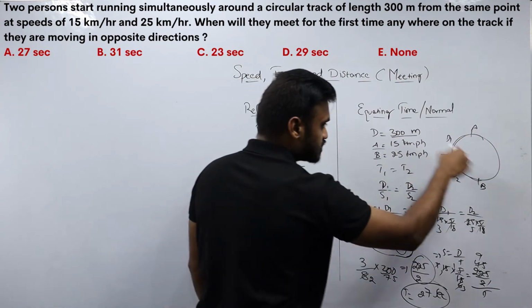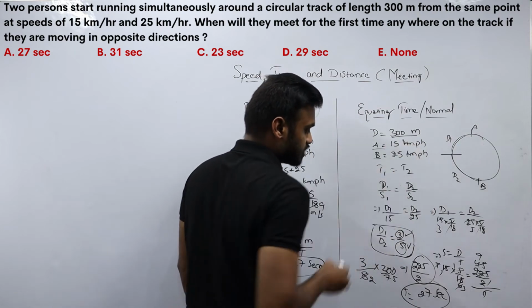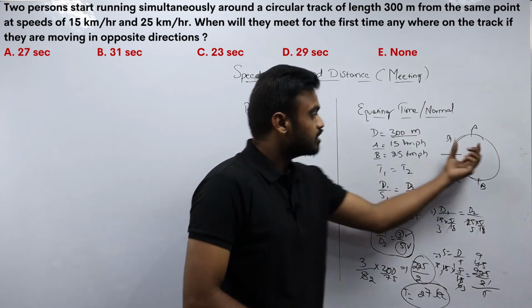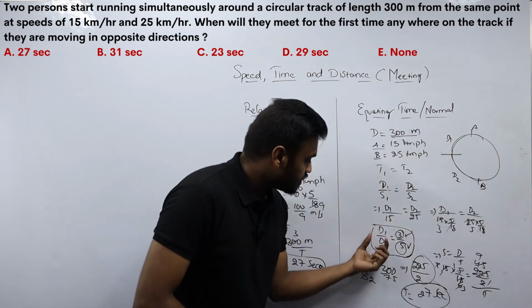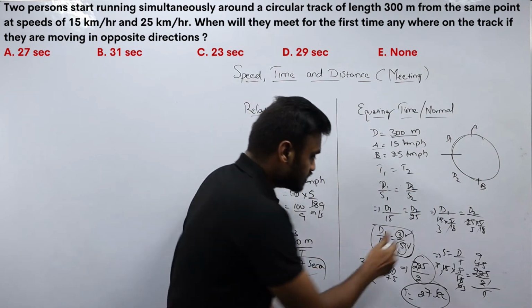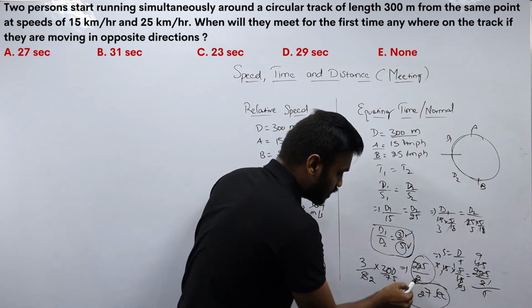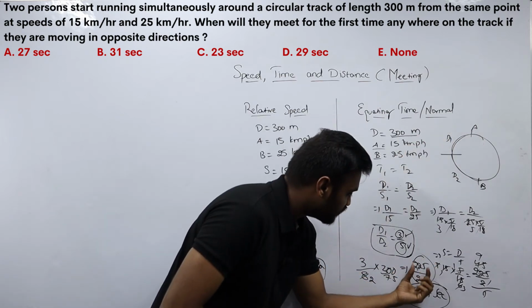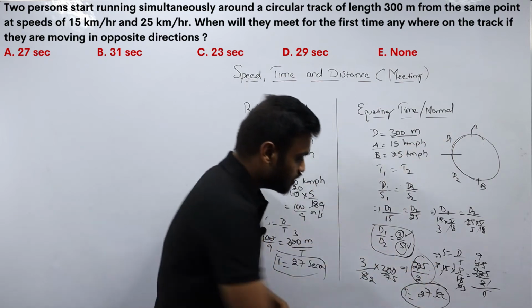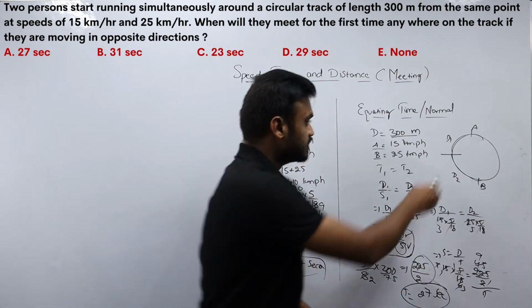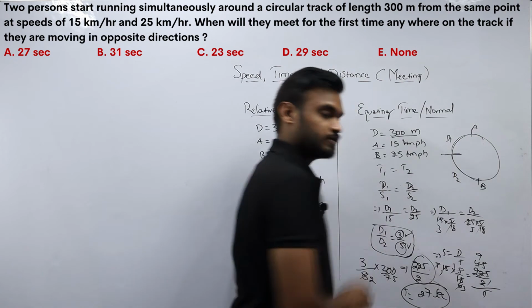Now what is the total distance? That is totally 300 meters. That is nothing but 3 plus 5, totally 8 parts in the 300 meters. Now A is completing only 3 parts and B only 5 parts. A's 3 parts equal 225 by 2. What is the time taken by A to complete this 225 by 2 distance? That is only 27 seconds. So within 27 seconds A and B will meet each other at this point.